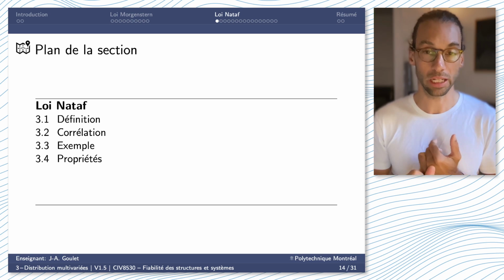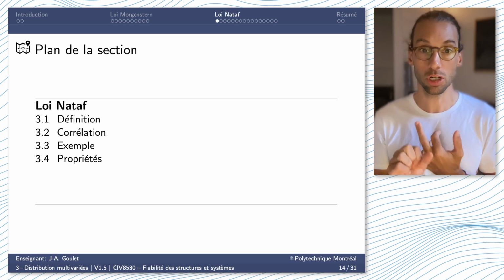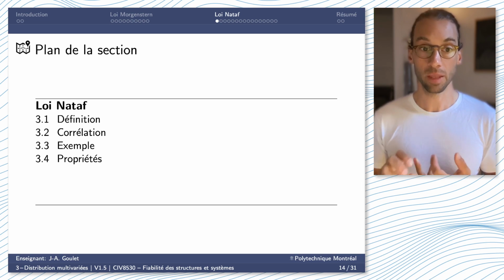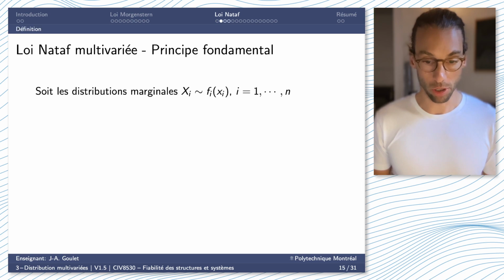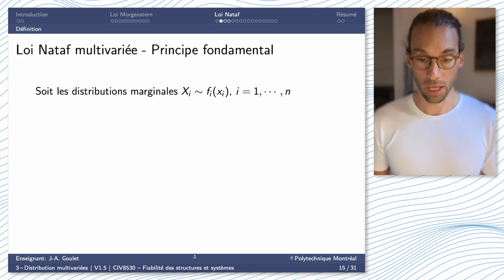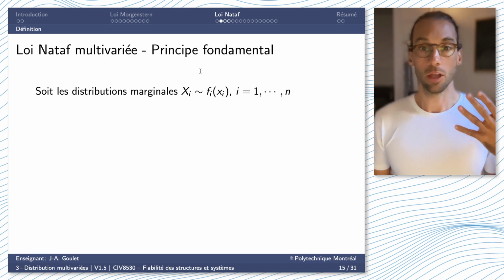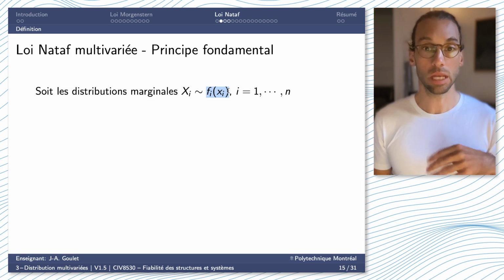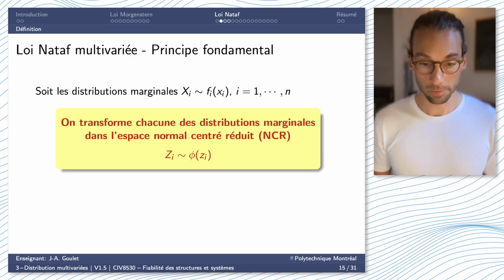So first, we're going to look at the definition. What is a Nataf distribution? How do we define the correlation with this method? Example of application, and again, what are the properties associated with it? So let's assume we have knowledge, for a set of n random variables, of the marginal PDF for each of those variables. They don't have to be the same, they could be any mix and match.